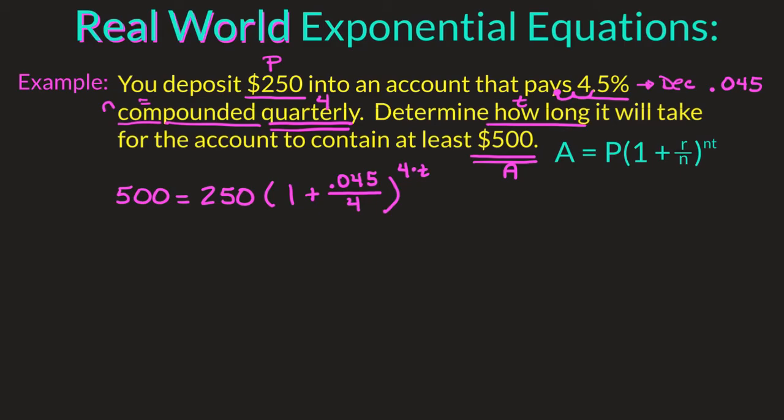Okay, so to get the t by itself, we need to divide both sides by 250. And when we do that, the 250s cancel. 500 over 250 gives us 2.